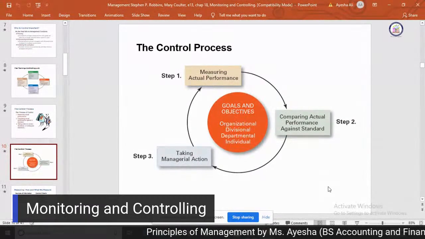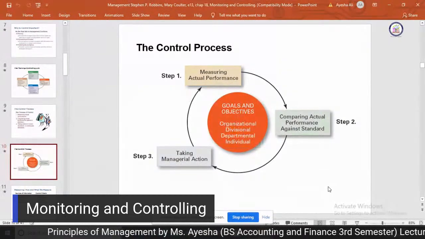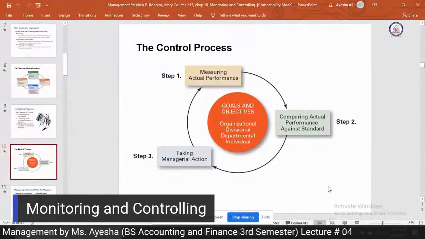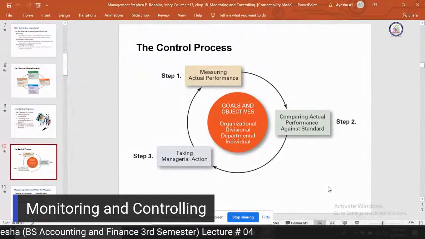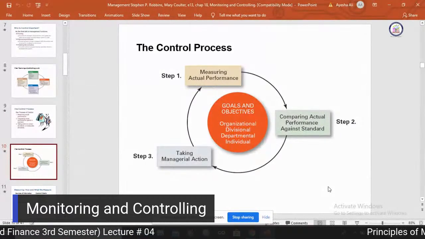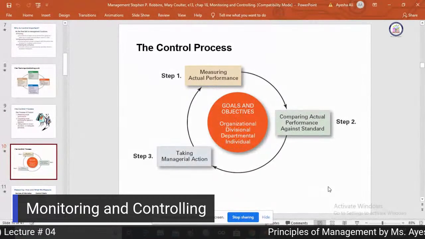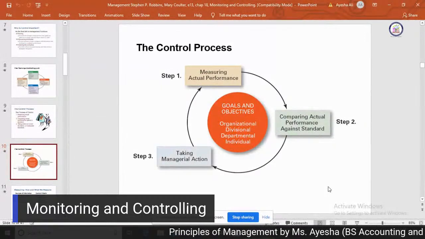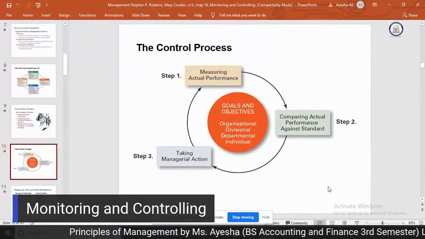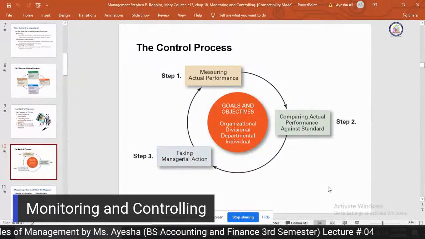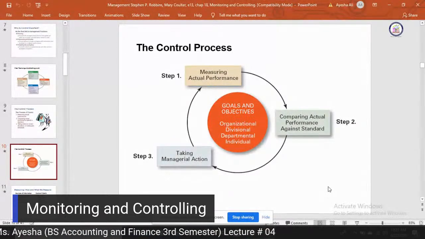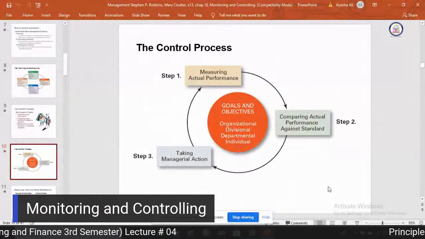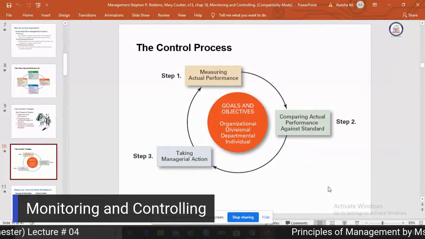In the middle, we have the goals and objectives, in which we have the organizational goal, then divisional goal, then departmental goal, then individual goal. Organizational goal is, if we take the example of any organization, if any organization targeted 10 billion profit annually, okay, so this is the organizational goal.